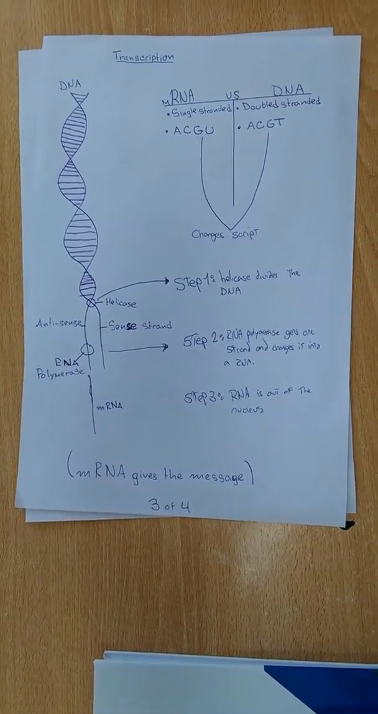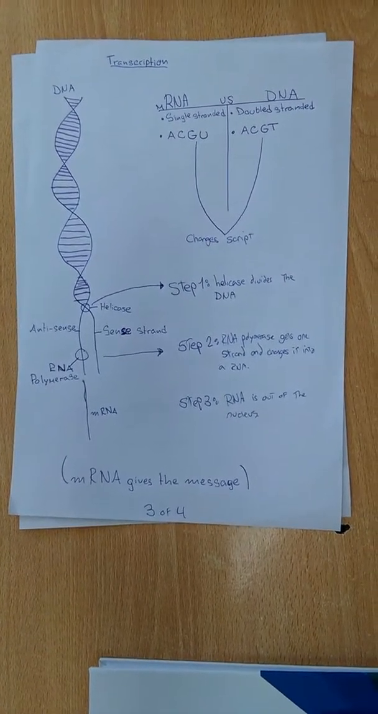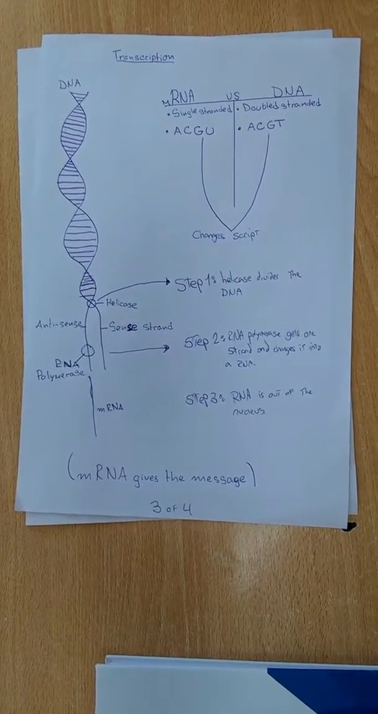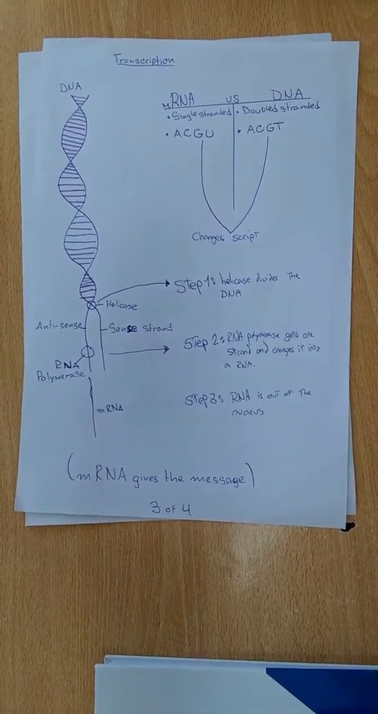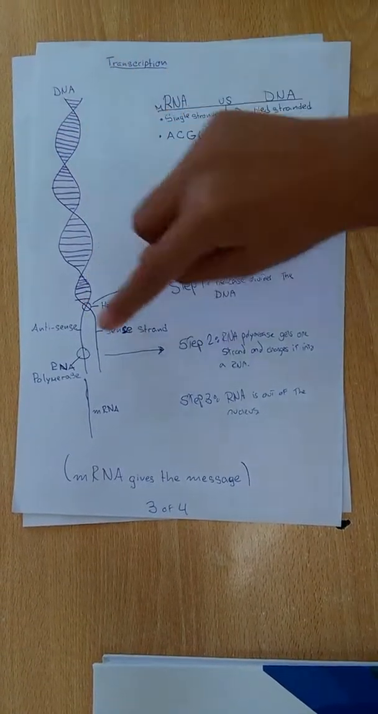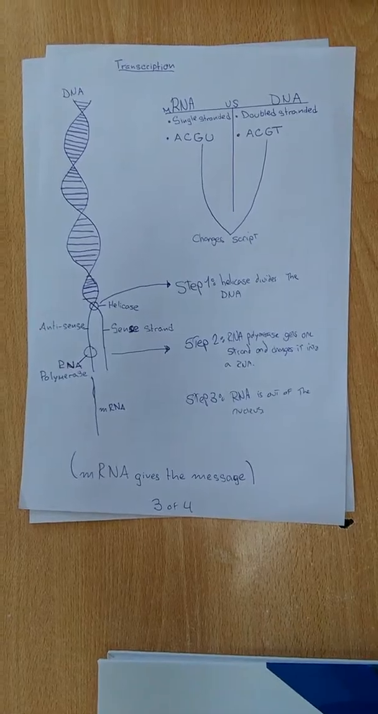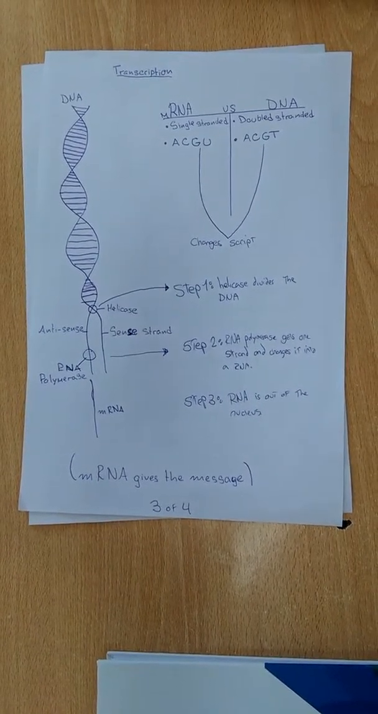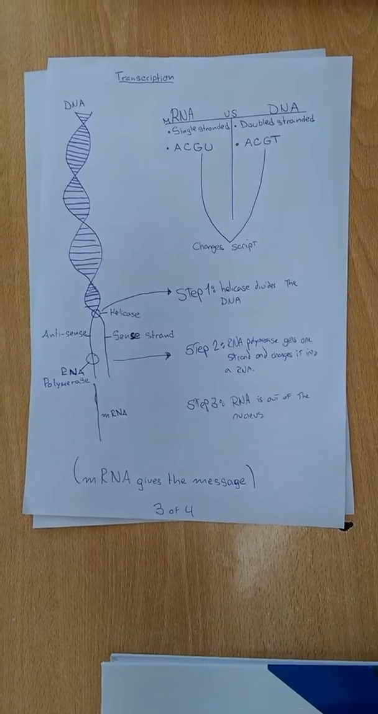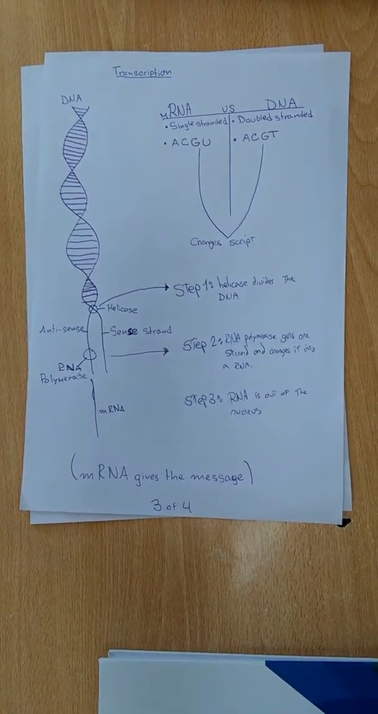Transcription. Here we see the RNA make a version of the DNA, which is why we put the RNA versus DNA. It shows the two differences between the two. RNA is single-stranded. DNA has a double strand. RNA uses ACGU, while DNA uses ACGT. So instead of being ACCGT, it would be ACGGU.